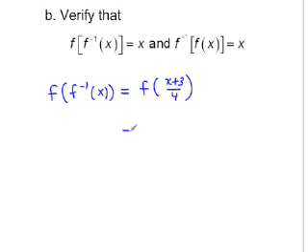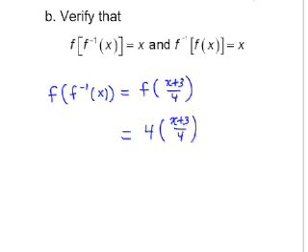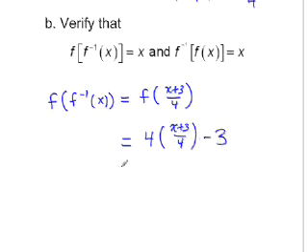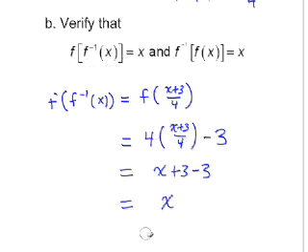So down here, f of this fraction would be 4 times x plus 3 over 4, minus 3. And now when we simplify, what happens? 4 times this fraction, the 4's divide each other out, and we're left with x plus 3 minus 3, and that simplifies to x. So we have verified the first part, that f of f inverse of x does simplify to x. Now we have to test the second part.